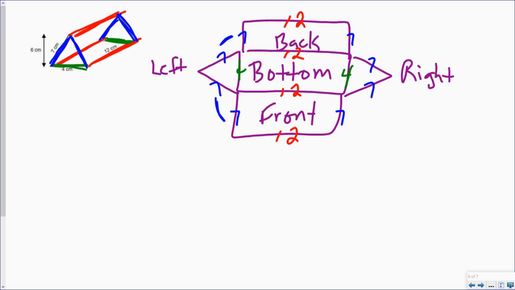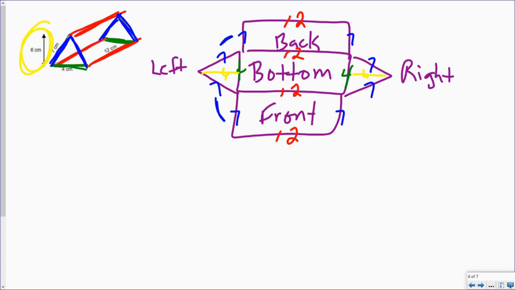Now, on this one, it gives me one more measurement. And this measurement here is the 6 centimeters here. What that is telling me is that the height of this triangle is 6. And that means the height of this triangle is also 6. And I need that height when I find the area of the triangles. So now let's find our surface area.